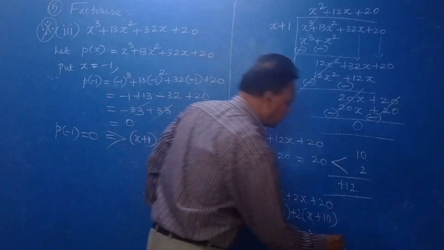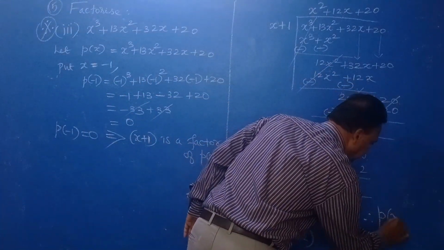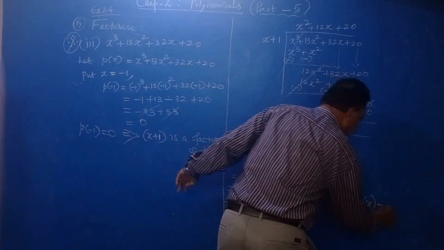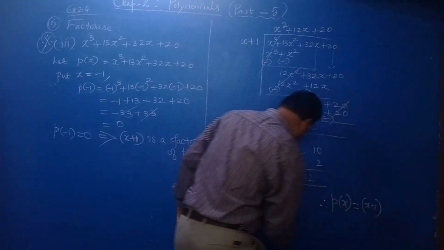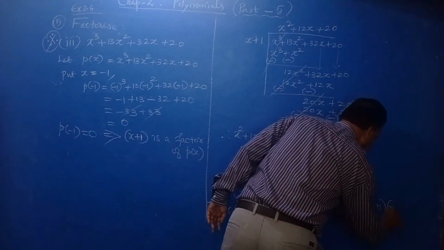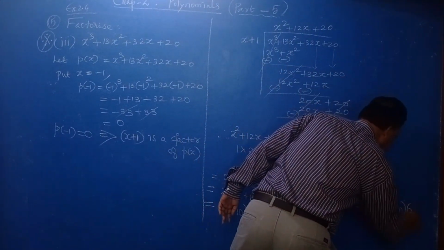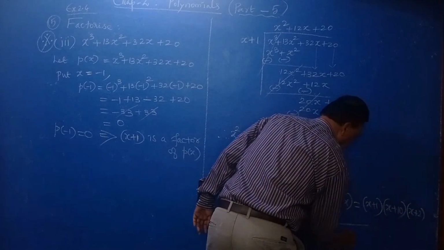Therefore, p of x will be the final answer. P of x has one factor, and for the first two factors you write x plus 1. Then for these two factors you write x plus 10 into x plus 2. Okay.